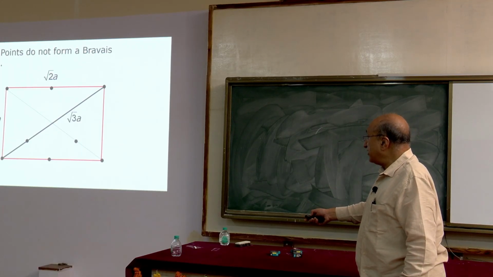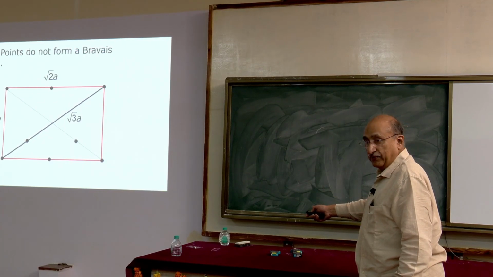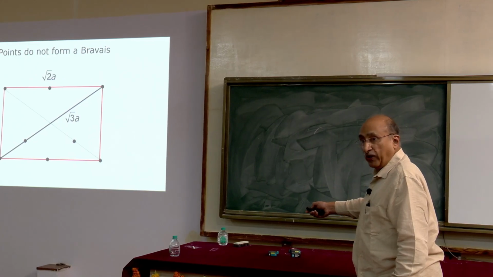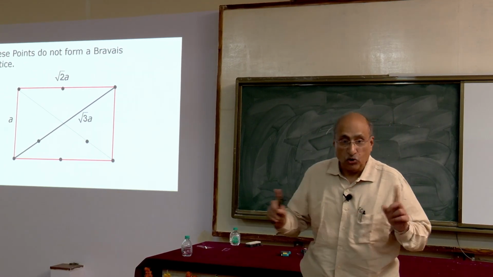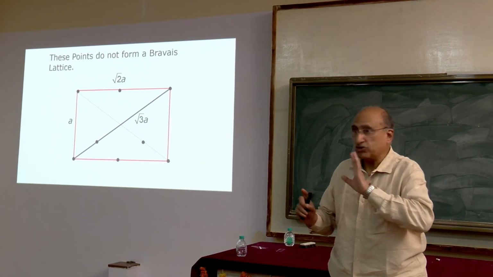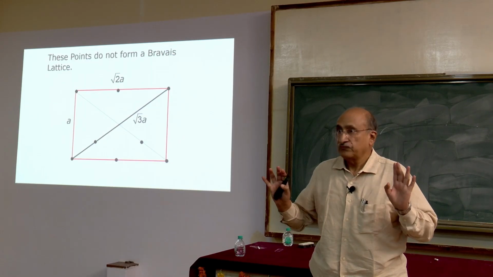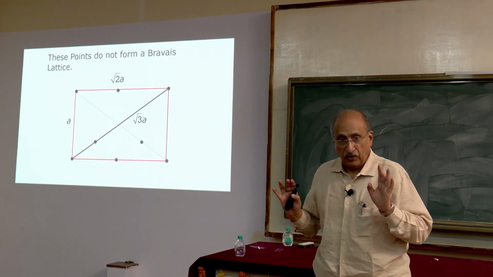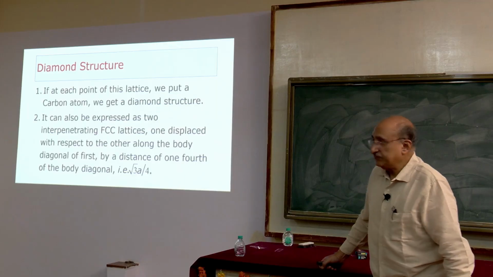Now it's clear that if you are at this particular point, at a distance of root 3 A by 4, you see a point. But if you are sitting at this other point, at root 3 A by 4, there is no point. This point and this point are not identically located. Clear? This does not form a Bravais lattice. Any doubt about this particular thing? All right?